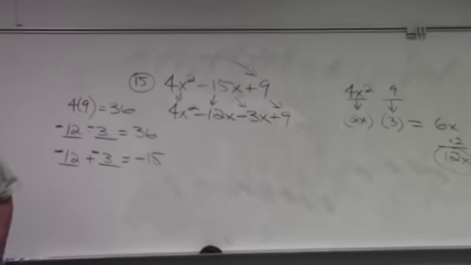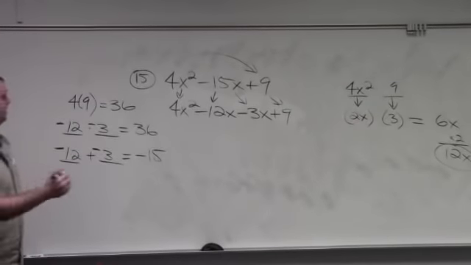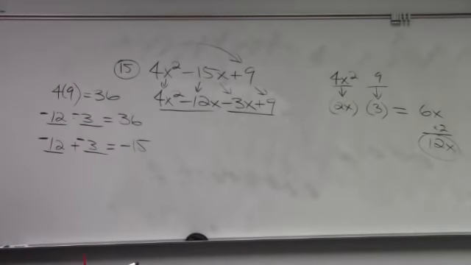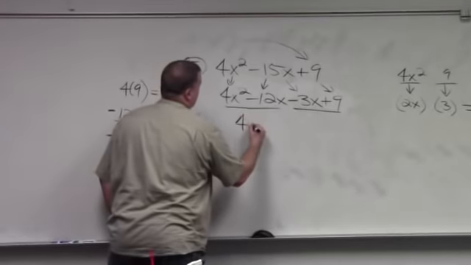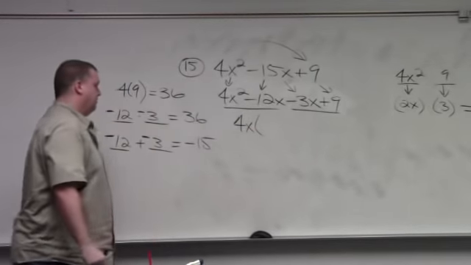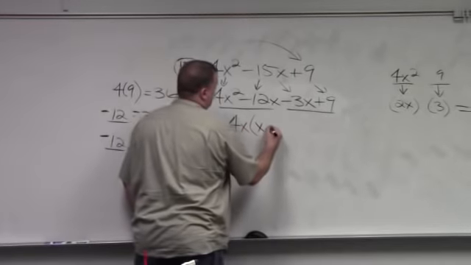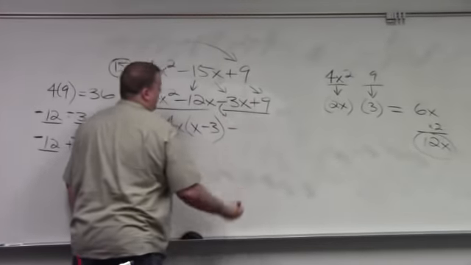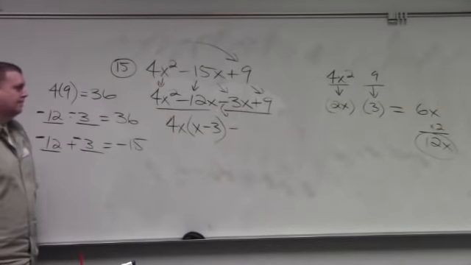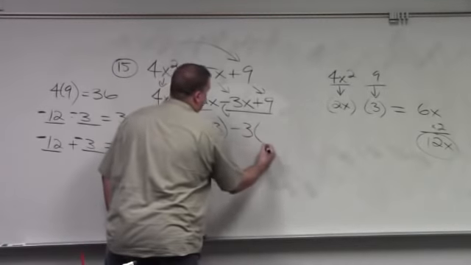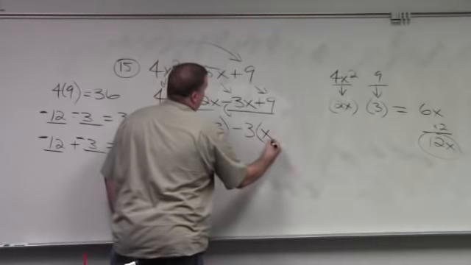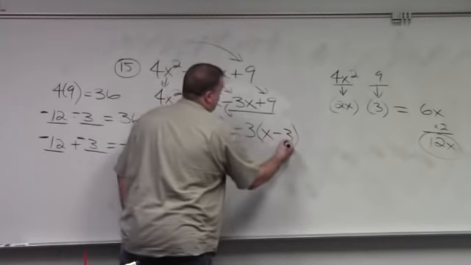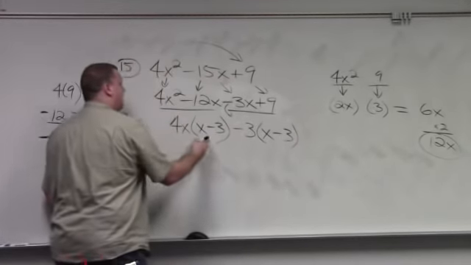I have 4 terms, so I'm going to factor by grouping. What's common to the first 2 pieces? 4x. And what's that going to leave me? x minus 3. This last grouping begins with a negative number, so we have to factor out a negative number. What's common to 3x and 9? 3. What's that leave me? x minus 3. I factored out a negative, so I have to change that sign. That has to work too, because my parentheses have to be the same there.